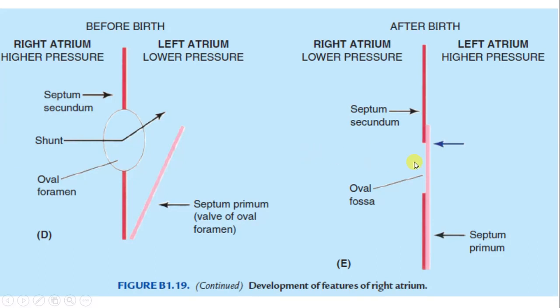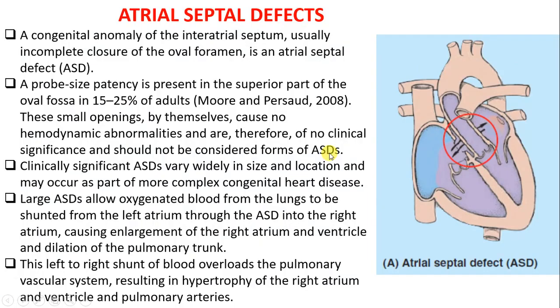So if this foramen ovale is not closed, or the septum primum is deficient and unable to close the foramen, then what happens? It leads to an atrial septal defect in the atrial septum. So this is a congenital anomaly in which the interatrial septum is incomplete, with incomplete closure of the foramen ovale. That leads to atrial septal defect, the defect between the two atria.